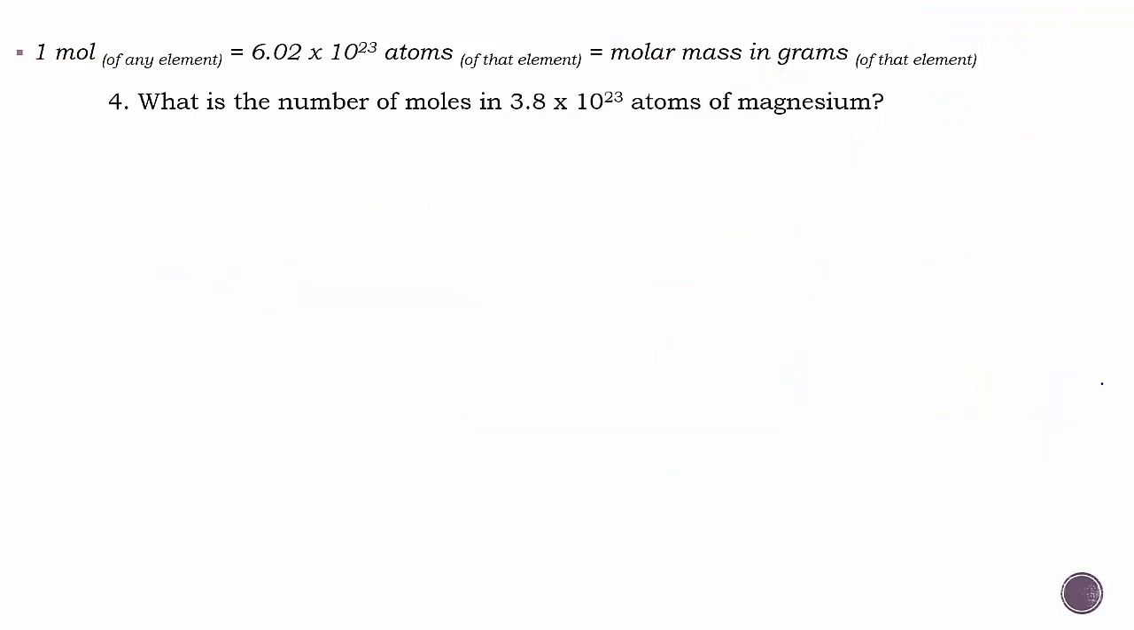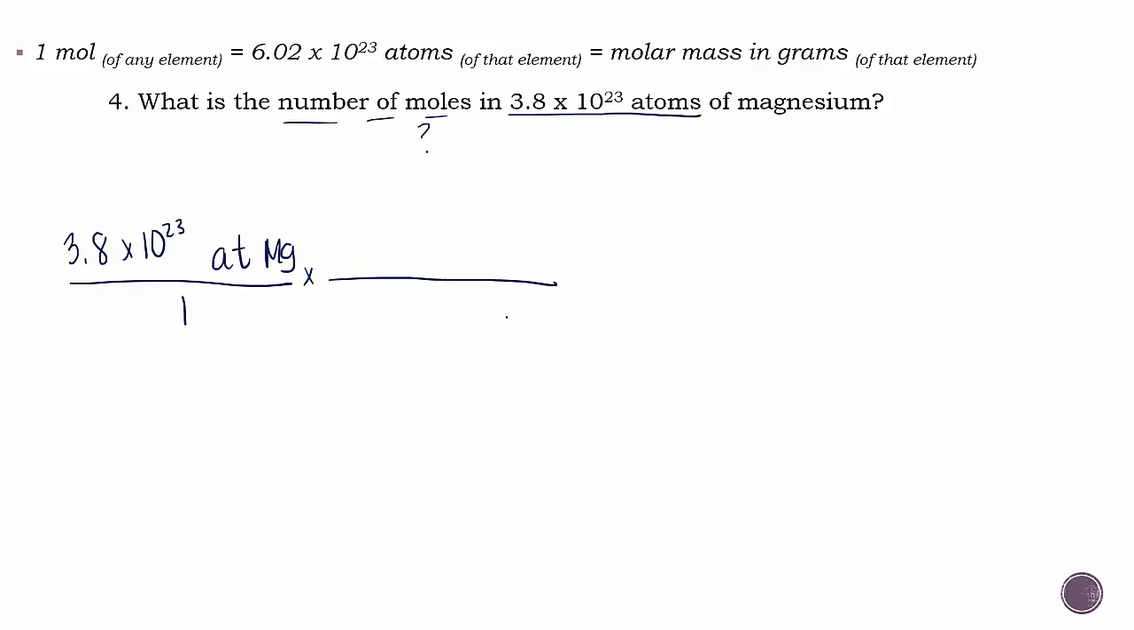All right, next up, number 4. What is the number of moles, that's what we're looking for, in 3.8 times 10 to the 23rd atoms of magnesium? So we'll put what we know over 1: 3.8 times 10 to the 23rd atoms of magnesium, which is Mg. We will multiply by a line to set up. Atoms of magnesium comes down diagonal, and what we want goes on top. That is moles of magnesium.